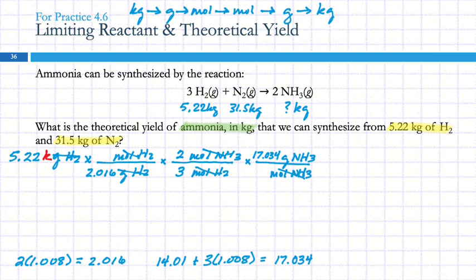Okay, let's take our numbers. 5.22 divided by 2.016 times 2 divided by 3 times 17.034 equals. This is going to have 3 sig figs because I started with 3. The mole ratios are exact. My molar masses should not be smaller than 4 sig figs.